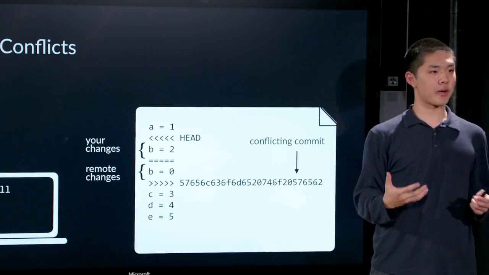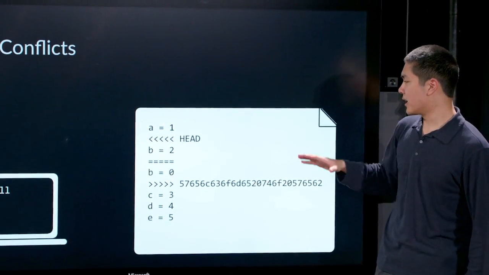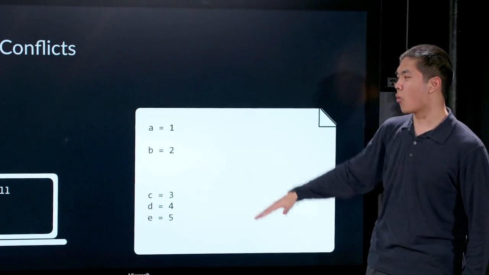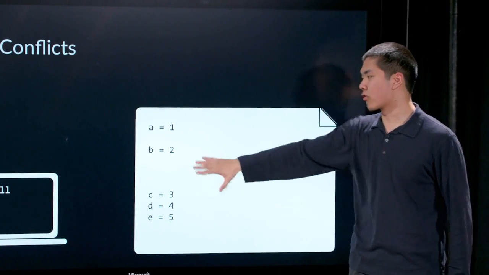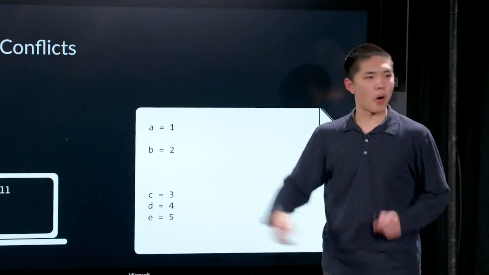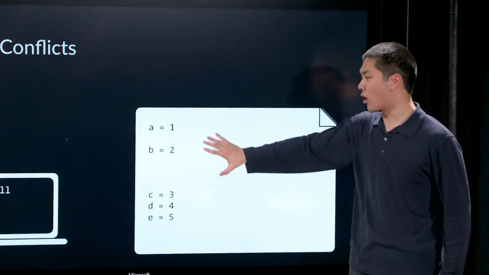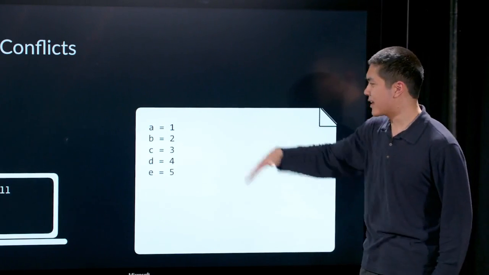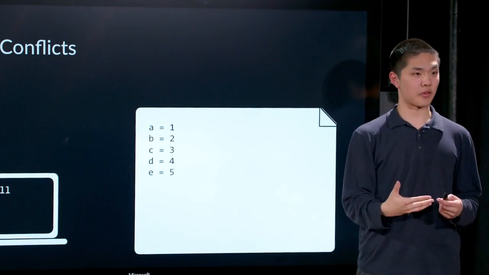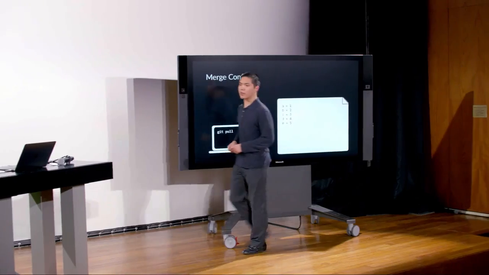So what do you do in a situation like this? All you need to do is remove all the lines you don't want, remove all of those less than, equal, greater than lines, and also remove whichever part of the code you didn't want, leaving only the version that you want to be merged together, and then get rid of any of that extra white space, and then you can commit the result. So I'll show you what that looks like if we go back over to the computer here.